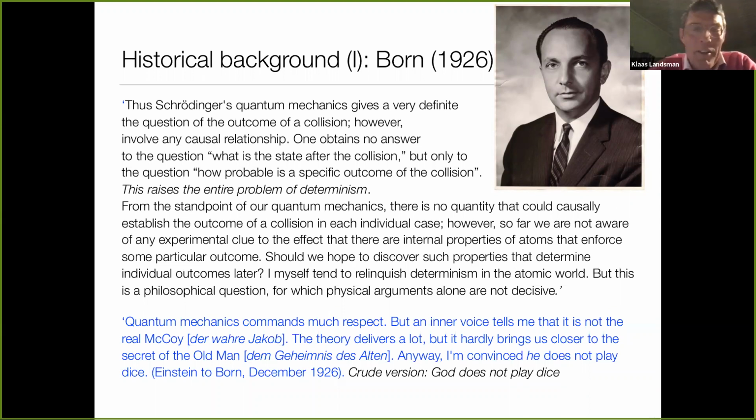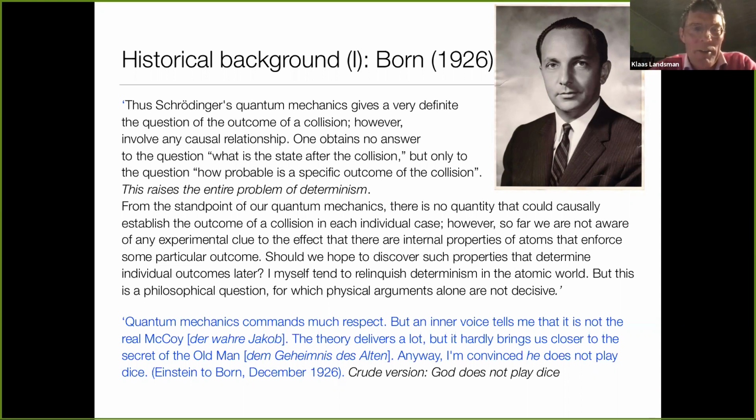decisive and great. So he writes, thus, he wrote it in German, of course. I translated this myself. Thus, Schrödinger's quantum mechanics gives a very definite answer to the outcome of a collision. I see that the slides have been mixed up a little bit. Let's go on. One obtains no answer to the question, what is the state after the collision, but only to the question, how probable is a specific outcome of the collision?